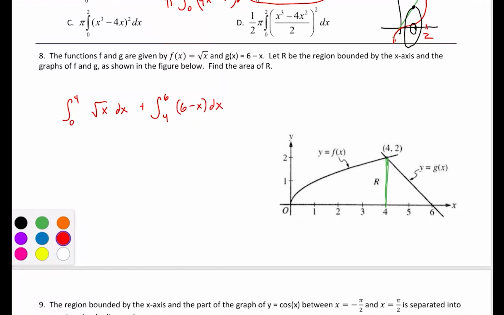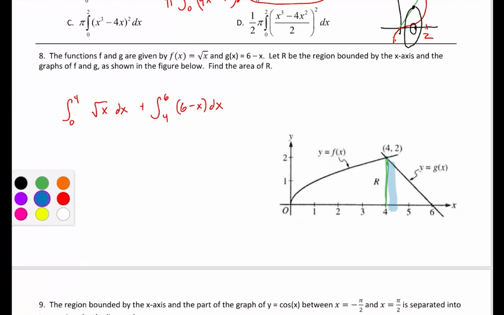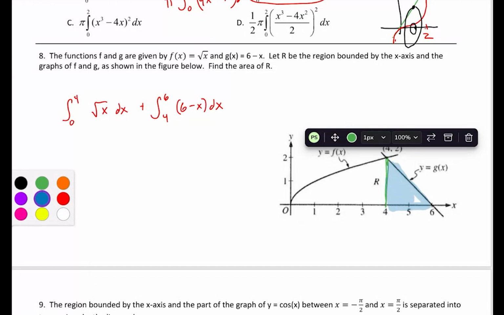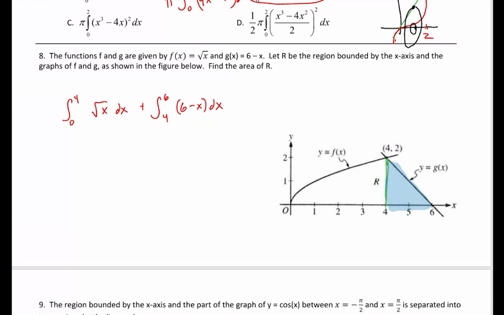Now, before I do that, or really before I do anything, I want you to just take a quick look at that region on the right-hand side here. Okay, this region over here. Guess what? That's just a triangle. So while you can go through the motions and find that antiderivative, it's probably going to be easier to just recognize that that's a triangle and say, oh, well, that's just going to be 1/2 base times height. 1/2 times 2 times 2. Right? Because we got 2 and 2 here.